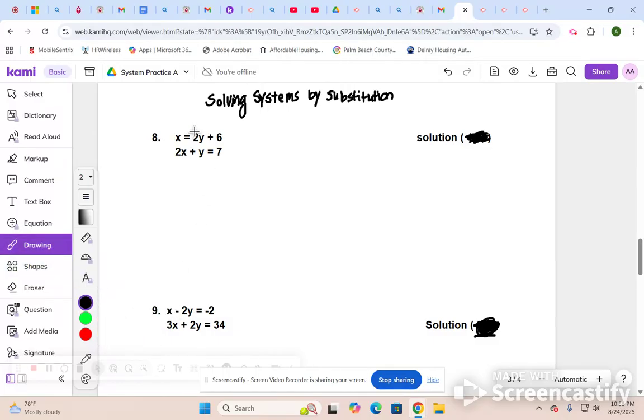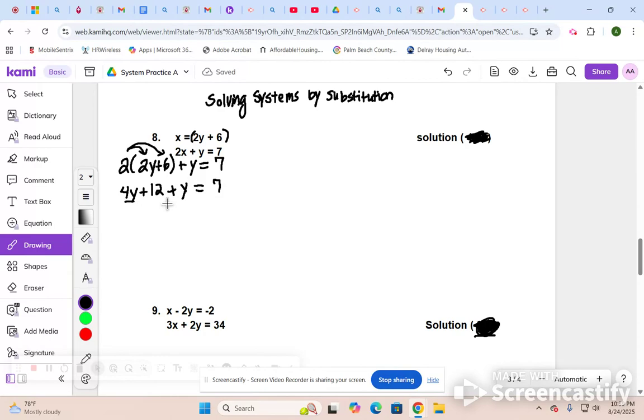So let's put parentheses around this expression here. That is our replacement for the x value. So let's get started. 2 times x, x is 2y plus 6, plus, copy the rest of the equation, plus y equals 7. All right, let's distribute. We'll have 4y plus 12 plus y equals 7.